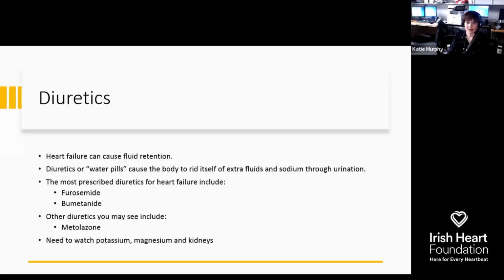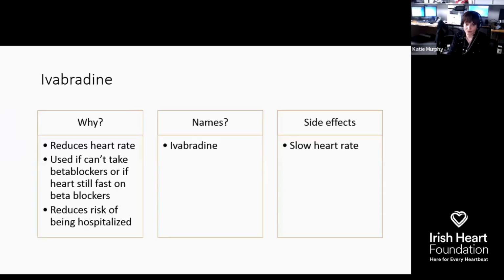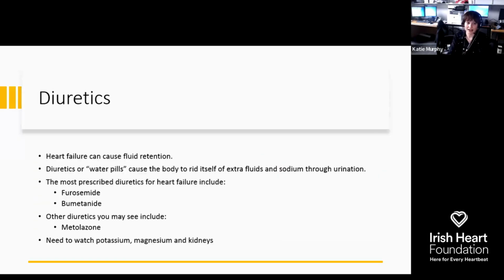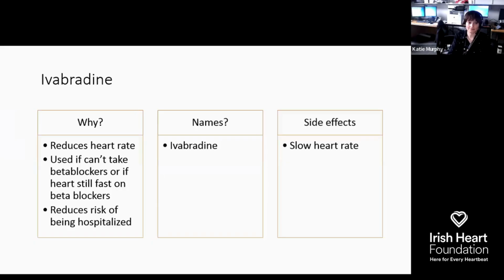Now, briefly to talk about other medicines that are used. So diuretics are medicines that get rid of extra fluid through peeing it out. And so these medicines can help to keep you out of the hospital. They don't make your heart function better and they don't make you live longer, but they can make you feel significantly better and they can keep you out of the hospital because of fluid buildup. And so we need to watch the potassium, the magnesium, and the kidneys on these medicines.